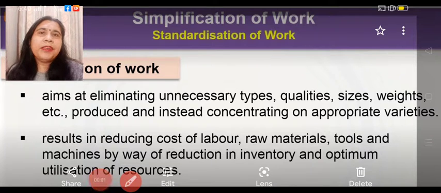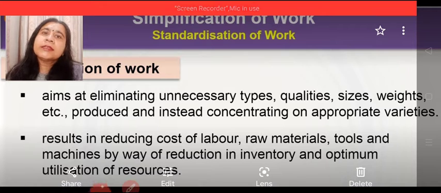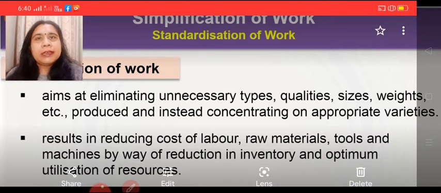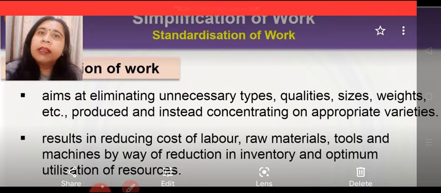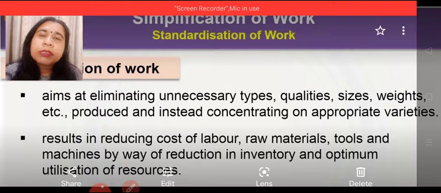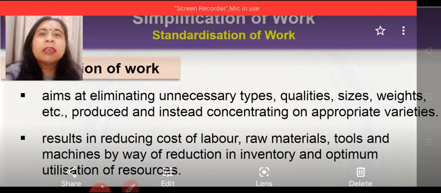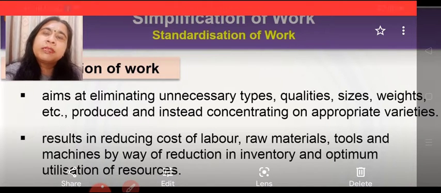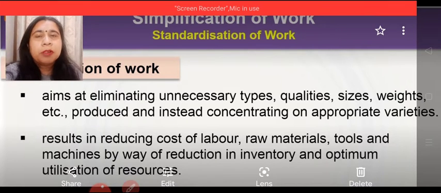Good morning, everybody. Complementary to the technique of standardization of work is simplification of work. Let us understand. Now the things are standardized. Entire work is standardized, working conditions are standardized, motions are standardized, raw material is standardized, tools are standardized, everything is standardized. Now work is to be simplified.